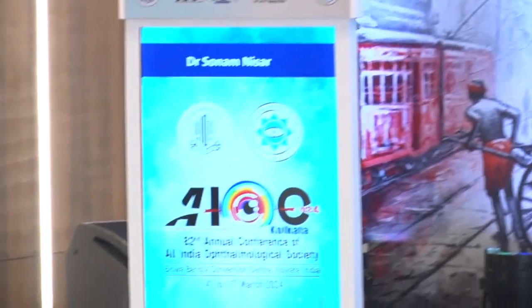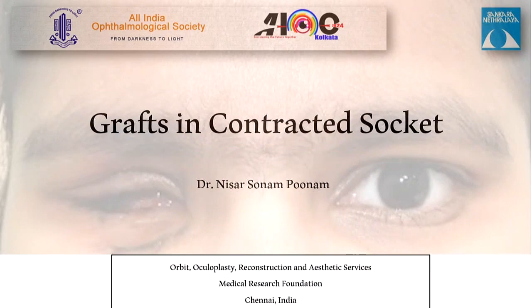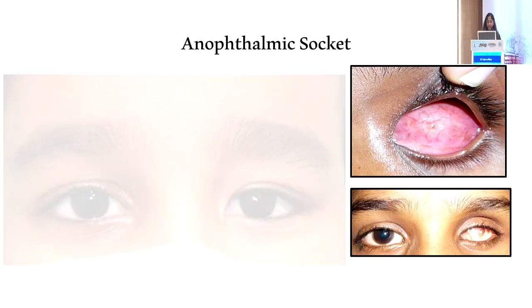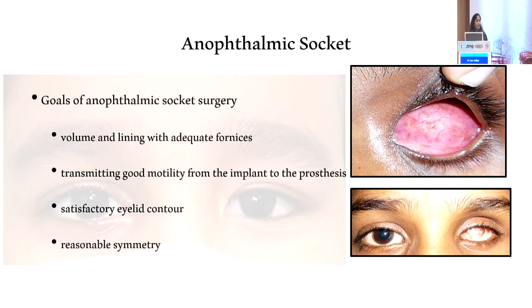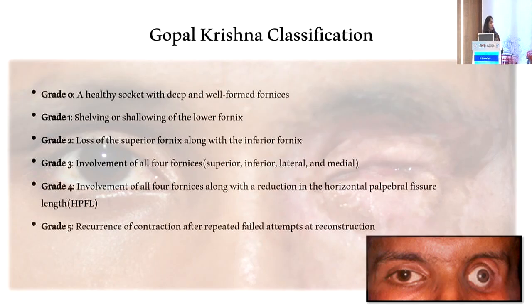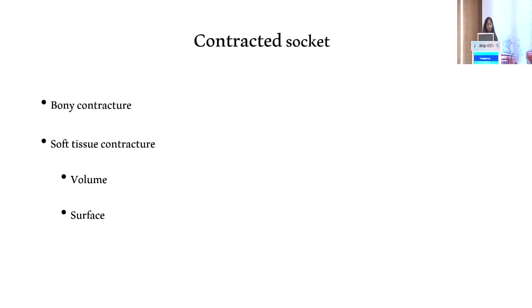And my topic for today is grafts in a contracted socket. Thank you, Dr. Sonal, and all the speakers before me for making it easier for me. So, the goals of an anophthalmic socket are very clear and have already been discussed. And yes, the most commonly used classification is the Gopal Krishnan classification of a contracted socket.